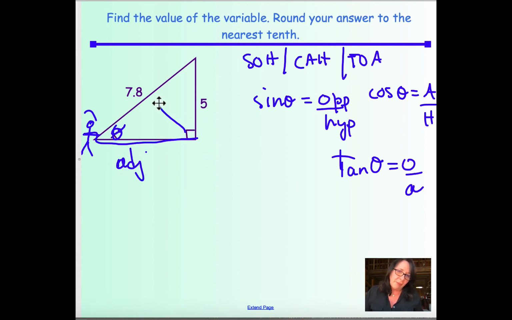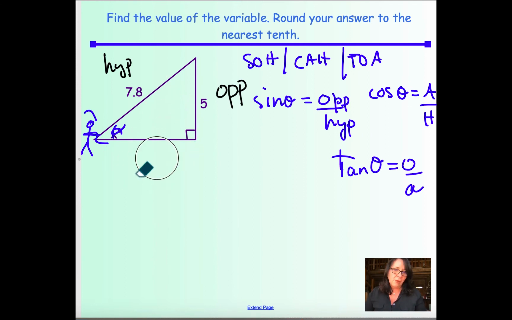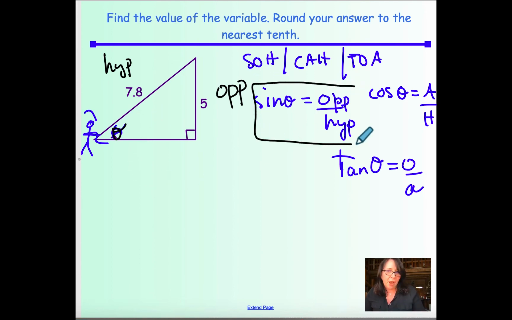This side, which is opposite the right angle, even though I can reach out and touch that side, it's the hypotenuse because it's opposite the right angle, which means that the 5 is my opposite side. So I have the opposite side and I have the hypotenuse, and I'm trying to find theta, my angle. What uses the opposite side and the hypotenuse is sine. So I'm going to say sine of the angle, I am trying to find that angle. Sine of the angle is equal to the opposite side over the hypotenuse, which is 7.8.